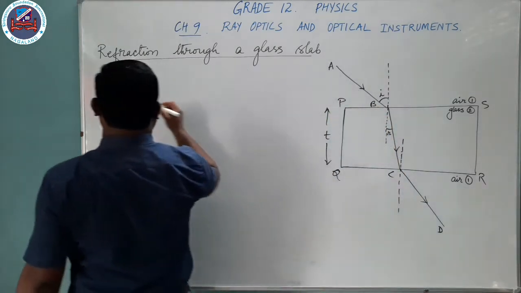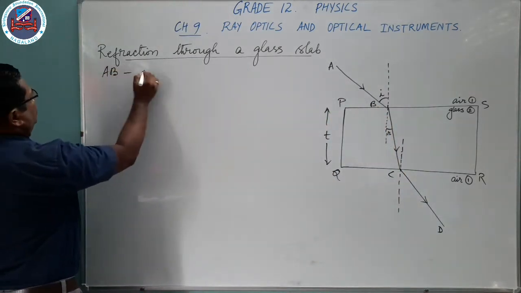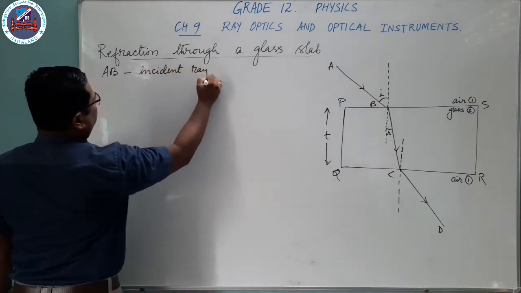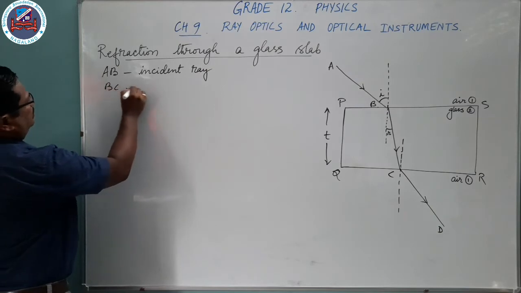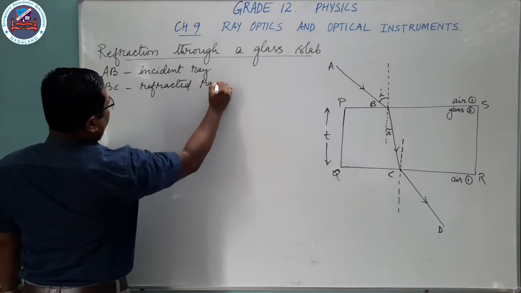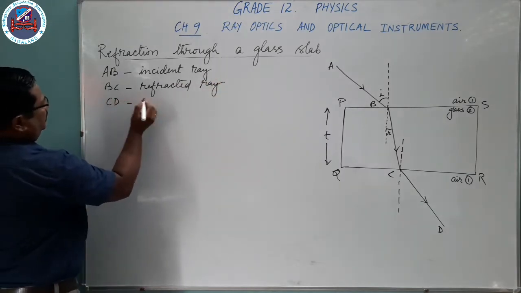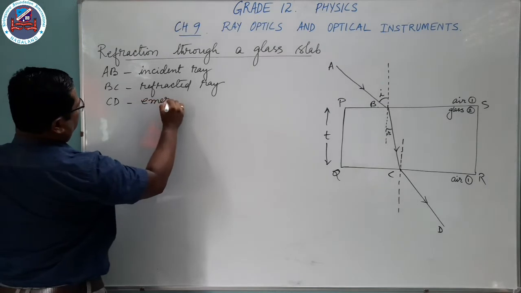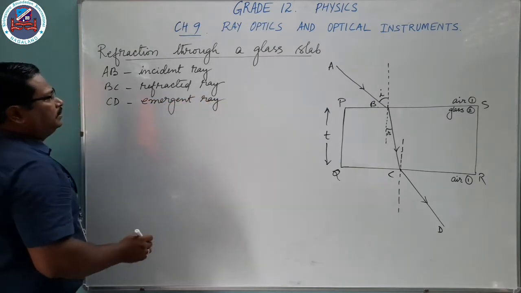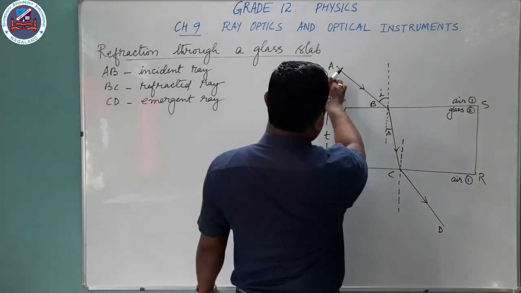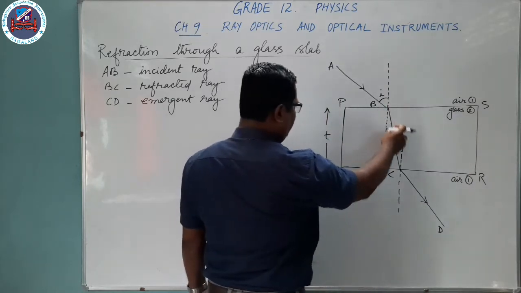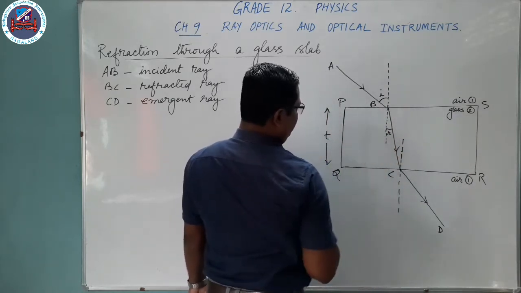Here AB is called the incident ray, BC the refracted ray, CD we call the emergent ray. The angle between the incident ray and the normal we call the angle of incidence. The angle between the refracted ray and the normal we call the angle of refraction.